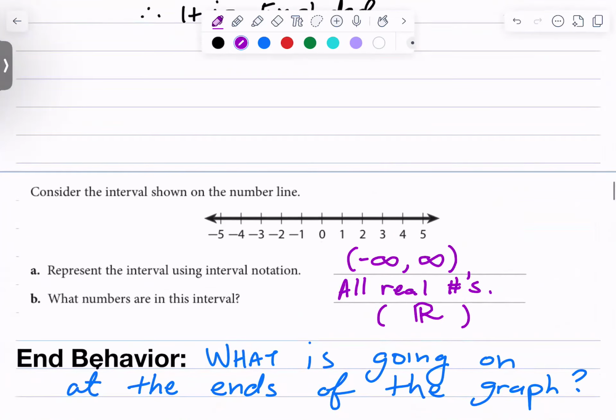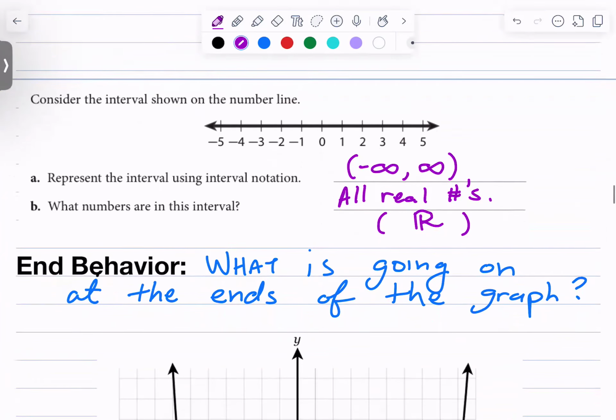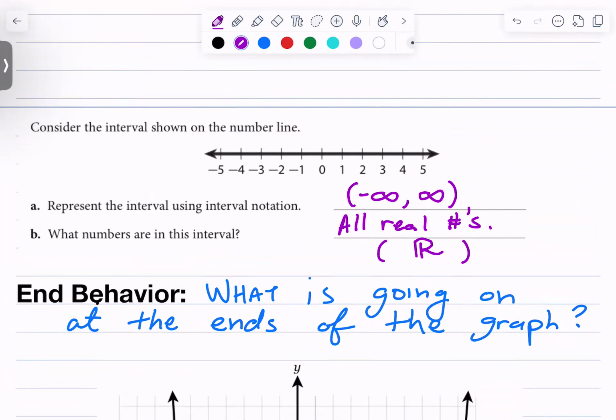The last thing we're going to talk about is end behavior. End behavior answers this question of what is going on at the ends of the graph. Okay. So how do we locate the ends of the graph? Well, let's take this for example. What is going on at the ends of the graph? So how do we locate the ends of the graph?